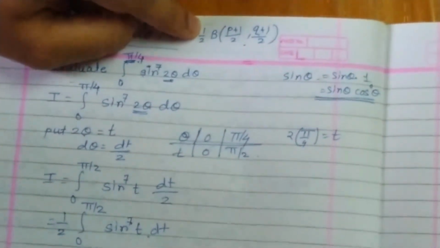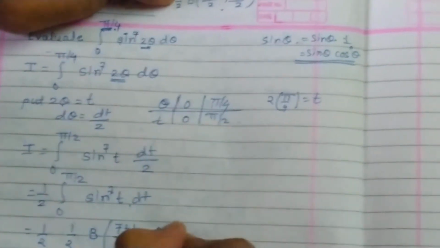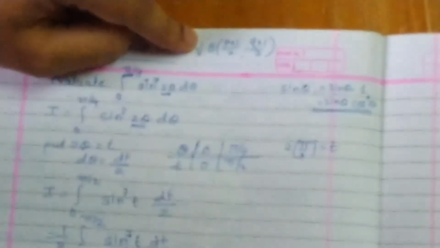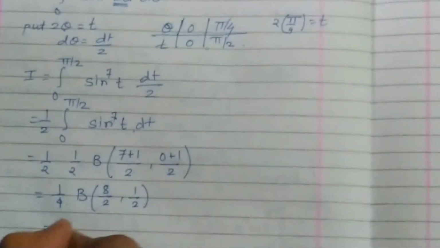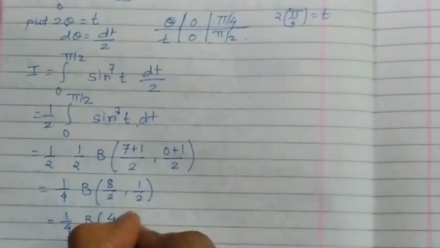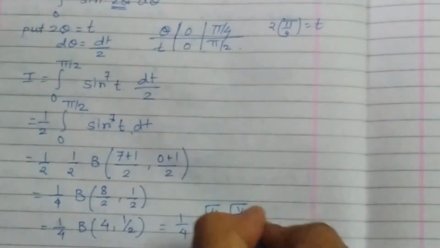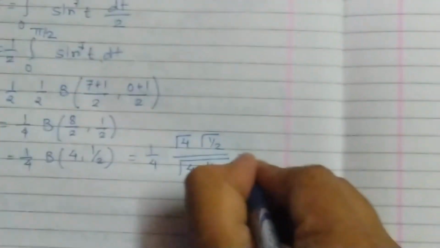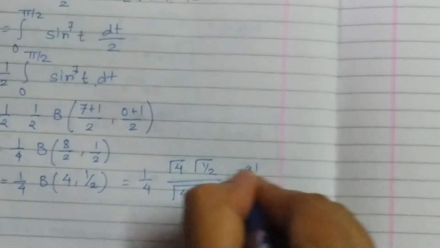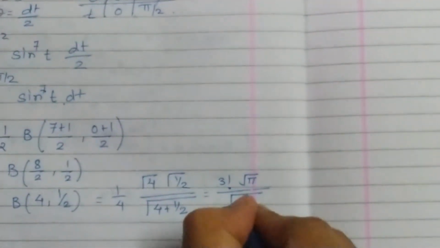Now with this 1 by 2 I will introduce beta of p plus 1 by 2, that is 7 plus 1 by 2, comma 0 plus 1 by 2. So this is 1 by 4 beta of 8 by 2 comma 1 by 2. What is 8 by 2? 4. So this is 1 by 4 beta of 4 comma 1 by 2, which is nothing but 1 by 4 into gamma of 4 gamma of 1 by 2 divided by gamma of 4 plus 1 by 2. Which is nothing but gamma of 4 is 3 factorial, gamma of 1 by 2 is root pi, divided by gamma of 9 by 2.